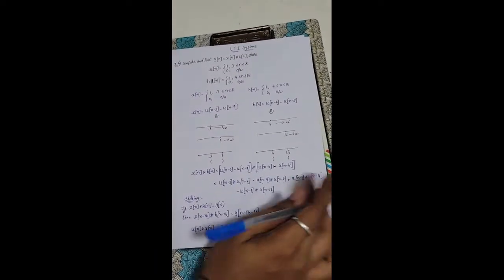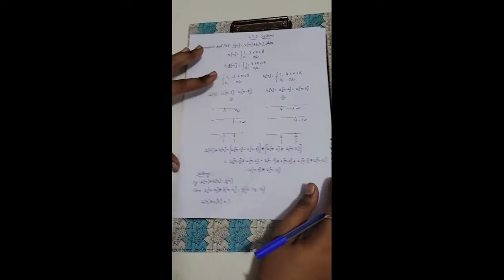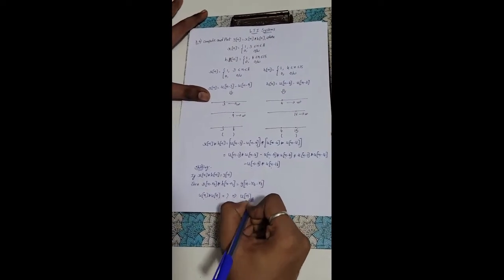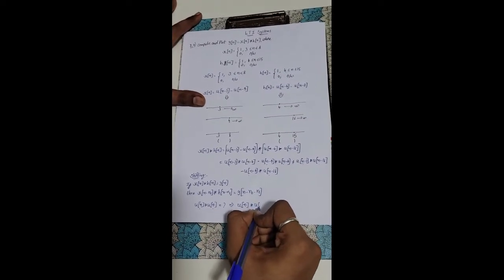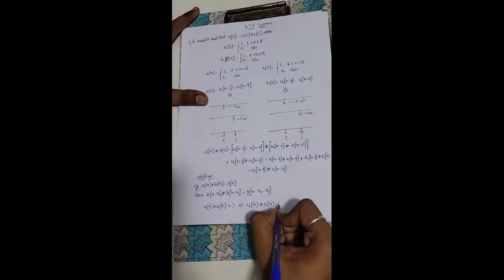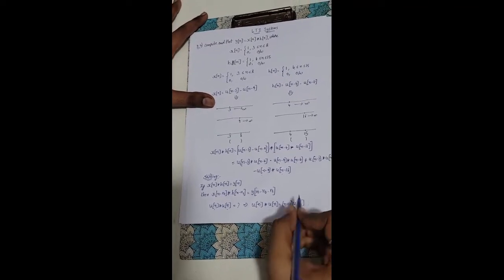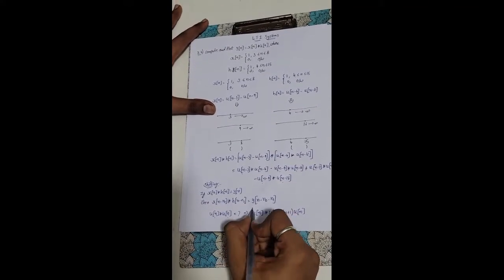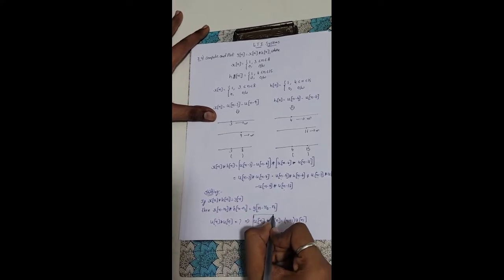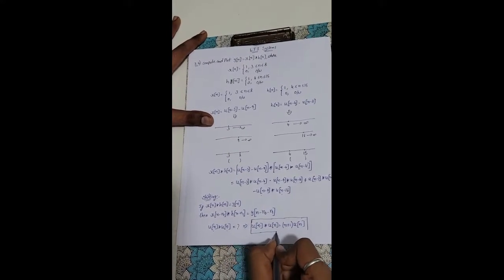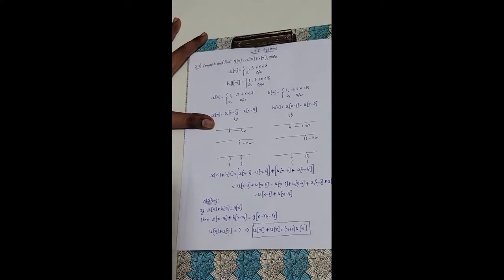If we come to our problem, here we will use this u of n convolution u of n is equal to (n plus 1) into u of n. This is one of the important properties, which is also useful for our competitive exams. So all of you remember this property, which is very important.